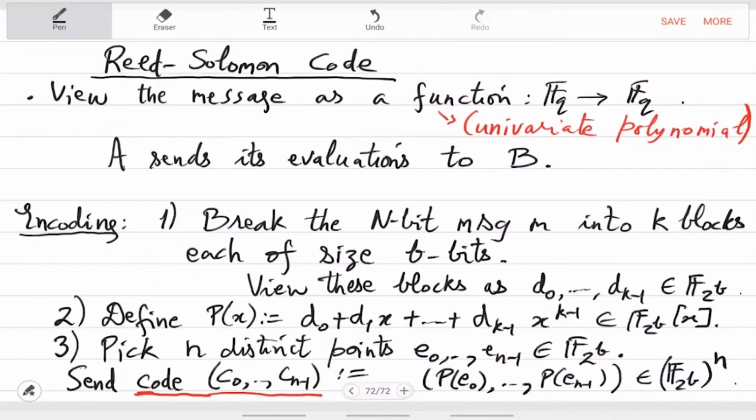So this stretched code or string obtained from the message is then sent over the channel. Many of its bits will get corrupted, which means when you look at the blocks, many of these P Eis will be wrong, I mean, wrongly received at Bob's end. But whatever Bob receives from that, Bob has to learn P. Right? That's the setting.